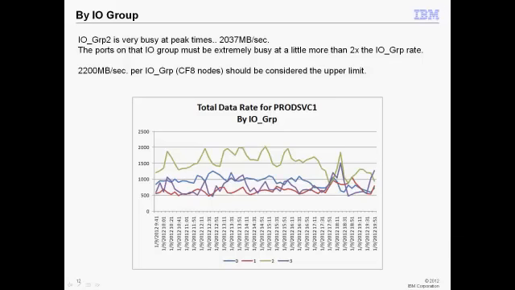Now comes the next rule of thumb. 2200 megabytes per second per I/O group should be considered the upper limit for an I/O group consisting of CF8 nodes. This rule of thumb relates back to the previous 8 gigabytes per second per cluster rule previously stated.